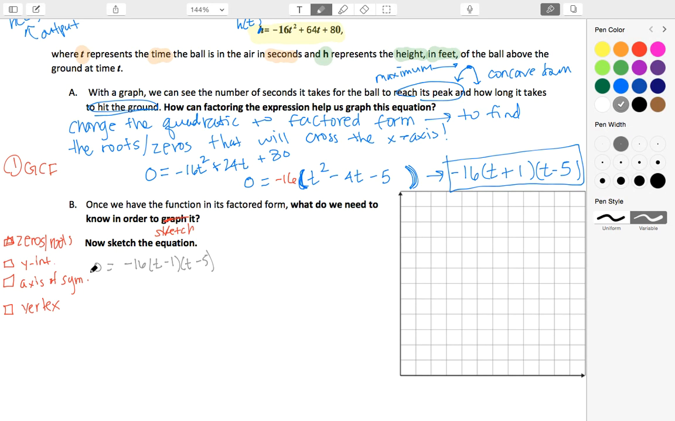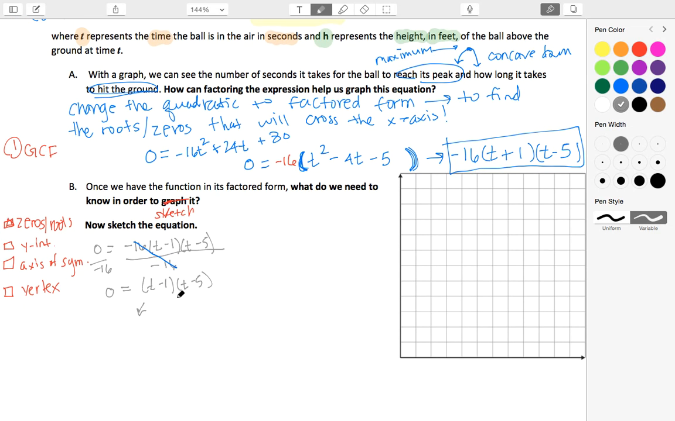So once we set it equal to 0, we can divide this by negative 16 to get rid of that negative 16. 0 divided by negative 16 will give us 0 still. And then here, the negative 16s will cancel out, and we'll get t minus 1 times t minus 5. And then there we can apply zero product property and set these each equal to 0. So t minus 1 equal to 0 and t minus 5 equal to 0. And then from there, we'll get t is equal to 1 and t is equal to positive 5.